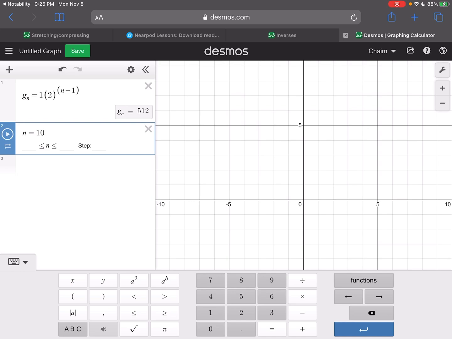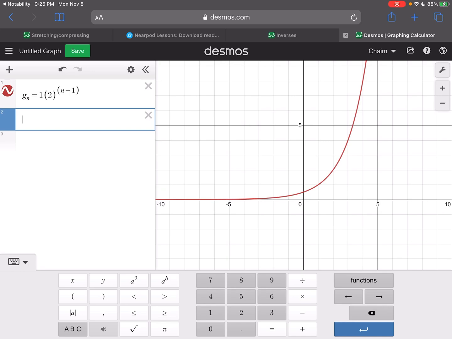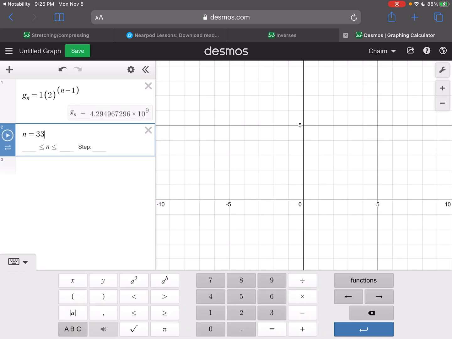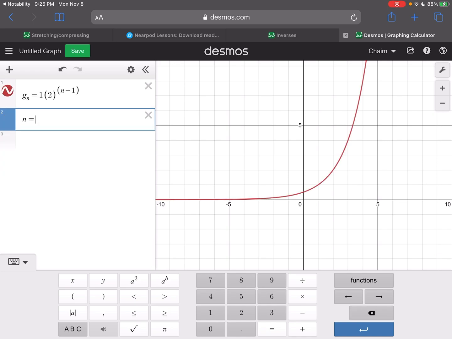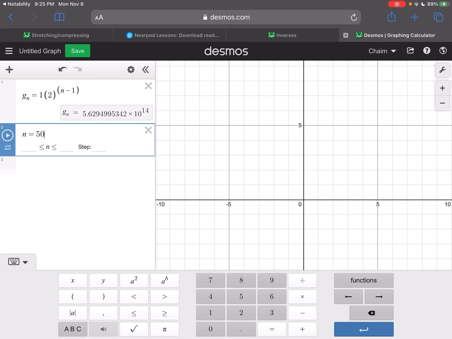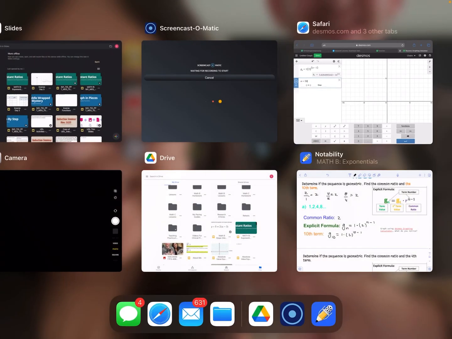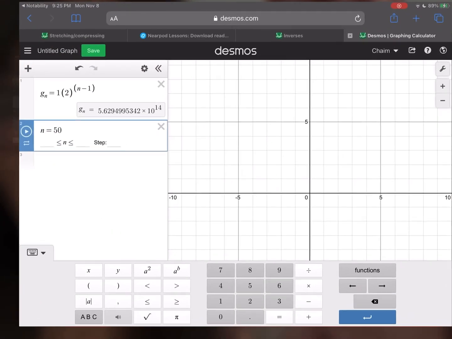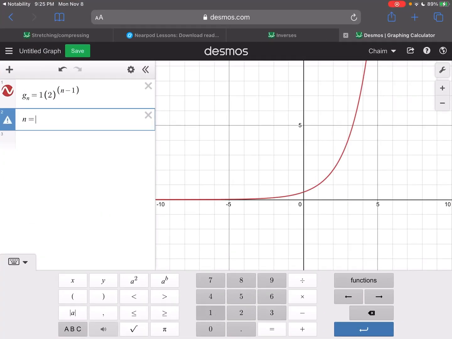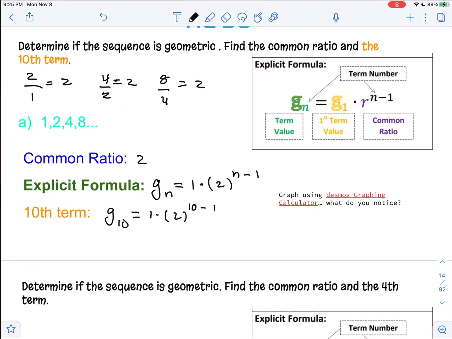Pretty cool. If you wanted the 50th term, you would go n equals 50. I don't know why I said 33. But if you wanted the 33rd term, you would go 33. So the 50th term is 5.63 times 10 to the 14. That's a pretty big number. You guys get the point. So here we go. The common ratio, the 10th term, that's what they asked us for. So we're going to set n equals 10. That's 512.